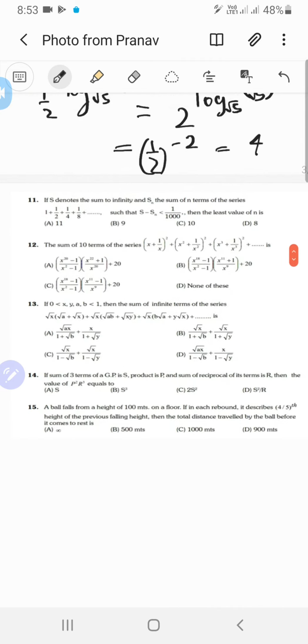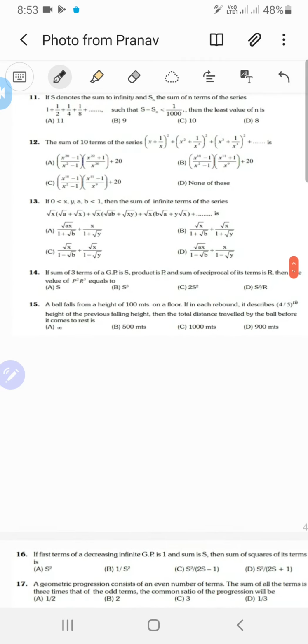Let's move on. If S denotes the sum to infinity and Sn the sum of n terms of the series 1 plus half plus 1/4 and so on, such that S minus Sn is less than 1 by 1000, then the least value of n is, oh, okay, so S minus Sn is less than 1 by 1000. S is going to be 2, because we know that.